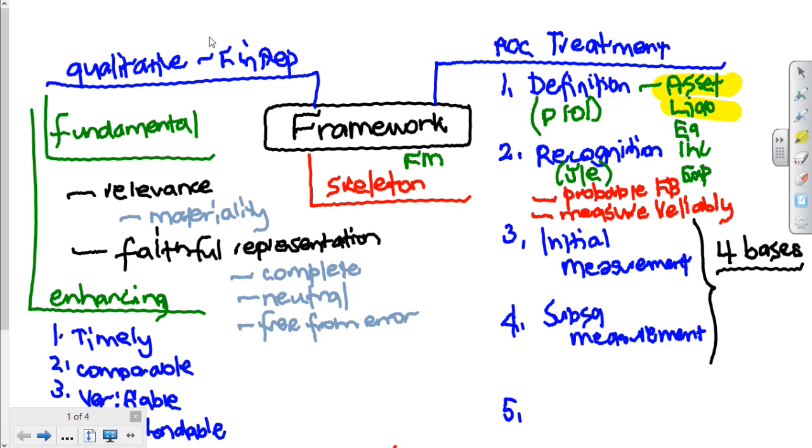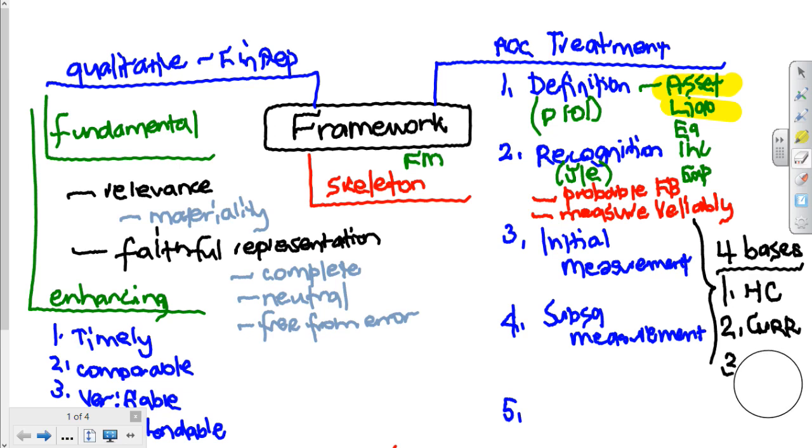So the statement allows 4 bases. Initial measurement and subsequent measurement. The first of those bases is historical cost. So the statement allows you to use historical cost as a basis for your measurement. The second basis that it allows is current cost. So historical cost and current cost. That's the cost today. It also looks at realizable value, net realizable value.